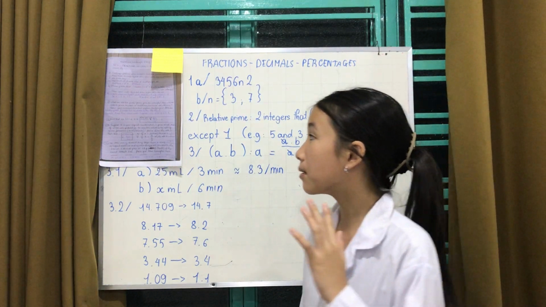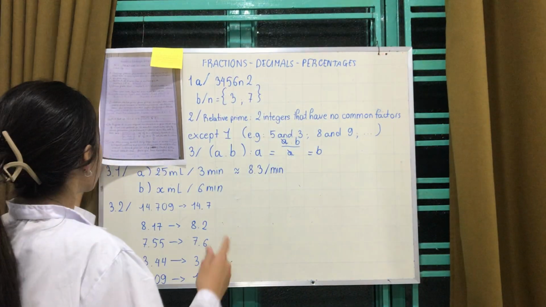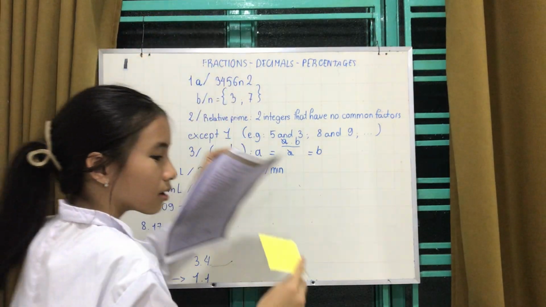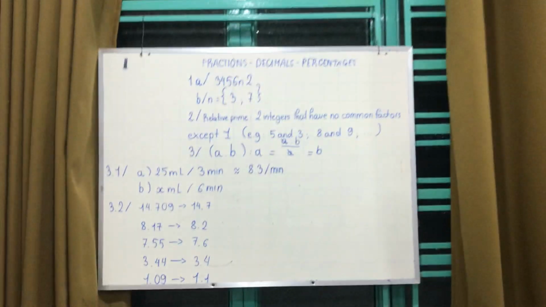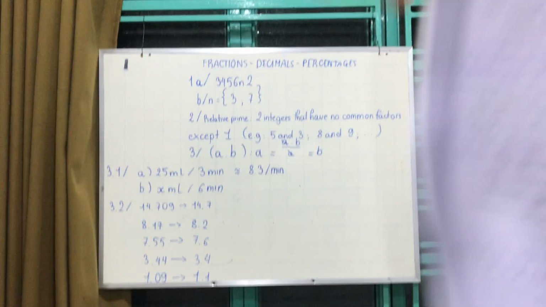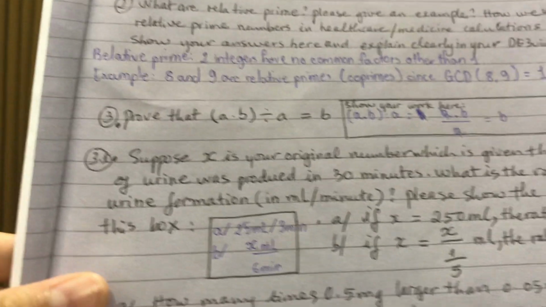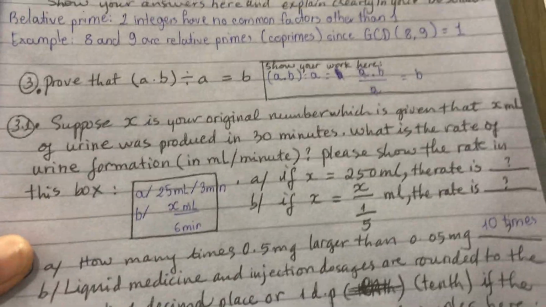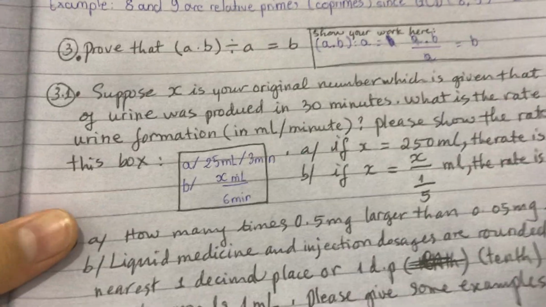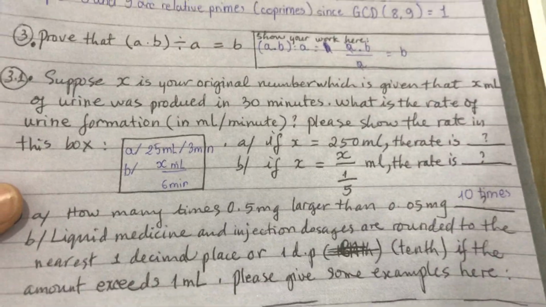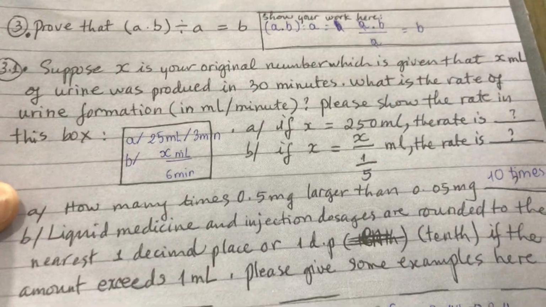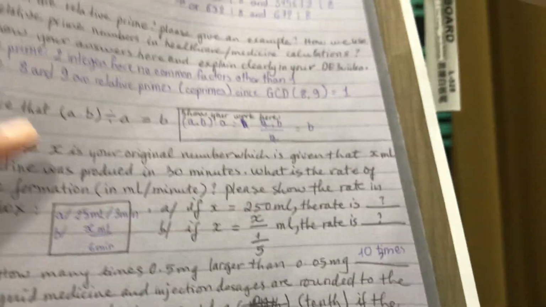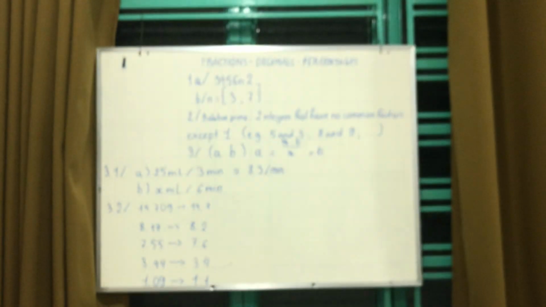Problem 3.1 says, suppose that X is your original number, which is given that X milliliters of urine was produced in 30 minutes. What is the rate of urine formation in milliliters per minute? Please show the rate in this box. So those are my answers, and now we're going to be solving problems A and B.